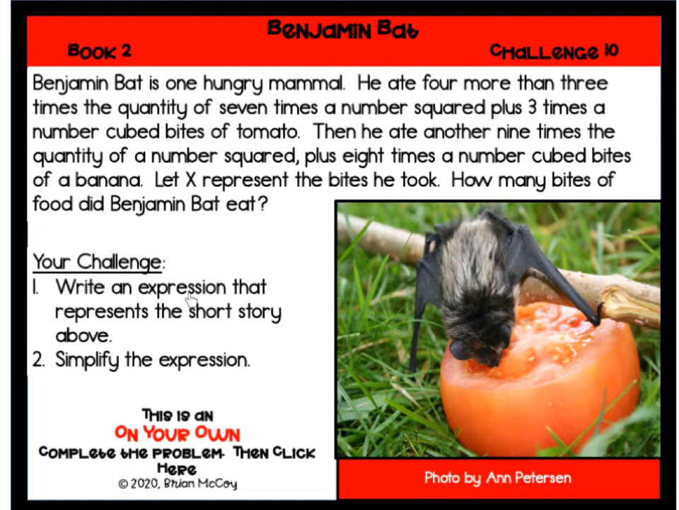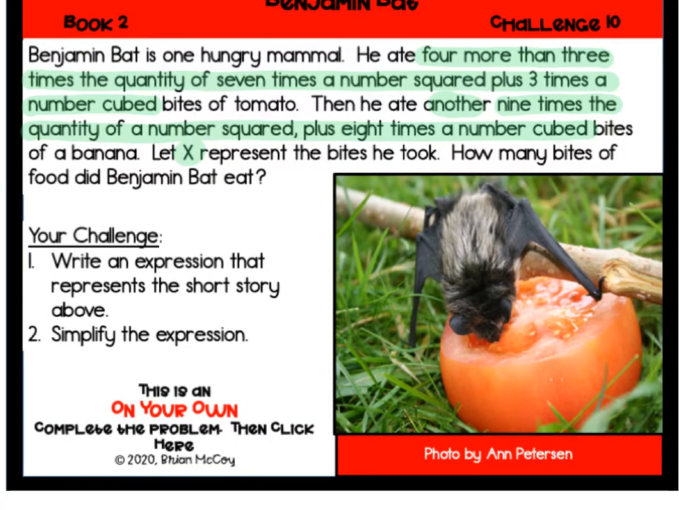First of all, you need to create an expression that represents this short story about Benjamin Bat and his food chomping exploits. And then you're going to simplify that expression. The first thing I like to do is highlight the words that create the expression. So we have 4 more than 3 times the quantity of 7 times a number squared plus 3 times a number cubed, and then another, that means we're going to add these two sections together, and then another 9 times the quantity of a number squared plus 8 times a number cubed. And we're going to let X represent anytime we say a number, okay?